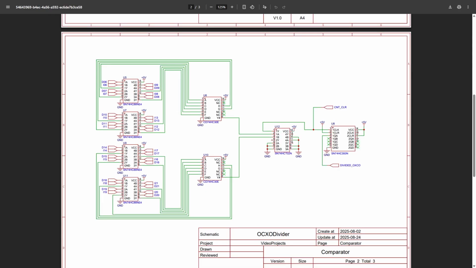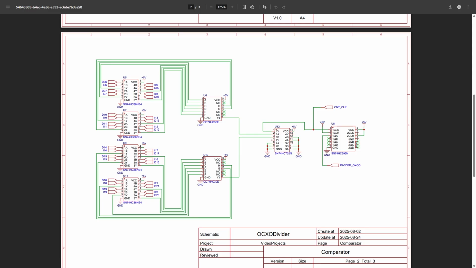Now we have 2 separate comparators, U6 and U10. We have to mix the signals so that we get an edge only when they are both at 0. Therefore, we want a 1 only when both U6 and U10 are giving away a 0, and this is called a NOR gate. The SN74HC393 is a quad 2-input NOR gate IC, which will output 1 only when both U6 and U10 output 0.